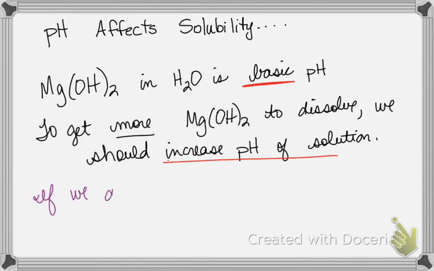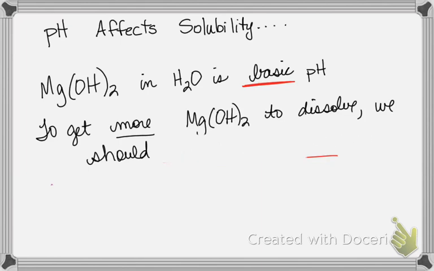If we decrease the pH of the solution, I just said it wrong. I just said it wrong, guys. Okay. So to get more magnesium hydroxide to dissolve, if it's basic, that means a high pH. We need to decrease the pH of the solution.